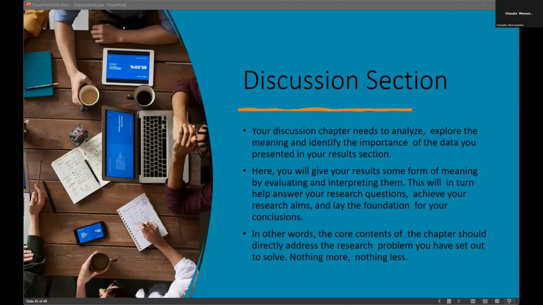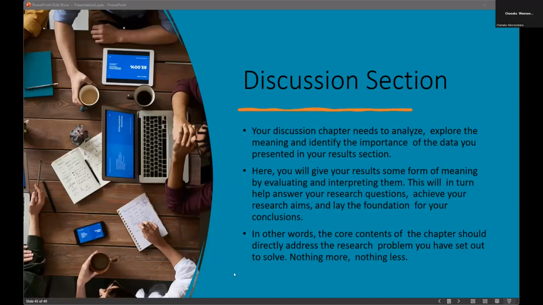So we have to interpret it. Then it will turn into a sort of information that will help us to answer our research questions, or help us to achieve our research aim, right? So again, it will pave the path towards our conclusion chapter also, right? So that's the idea. We have to interpret the core contents basically. So we have to address the research problem, not more, not less. So that's what we have to do.